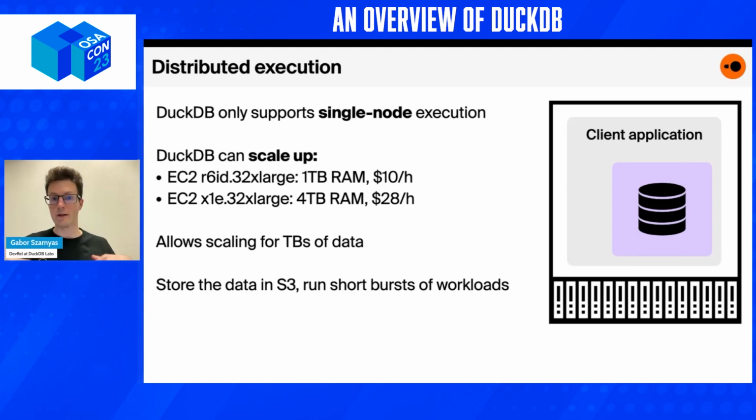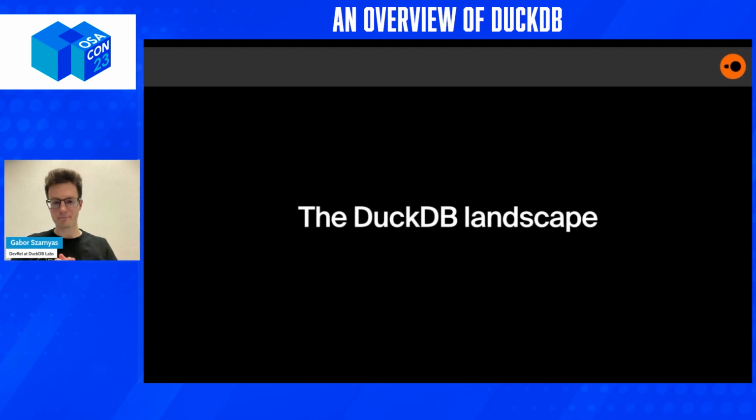That said, we did a lot of work to make it scale up, so you can run DuckDB on machines with 1 or 4 terabytes of RAM. These are available for everyone in clouds like EC2. And this allows you to scale for terabytes of data. So we see people use this model where they store the data in an S3 bucket, grab it, run a short burst of workload, and then they are done with it.